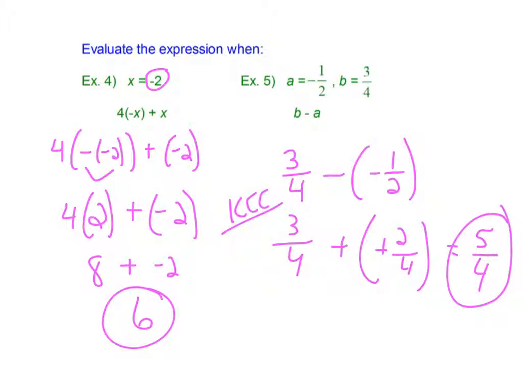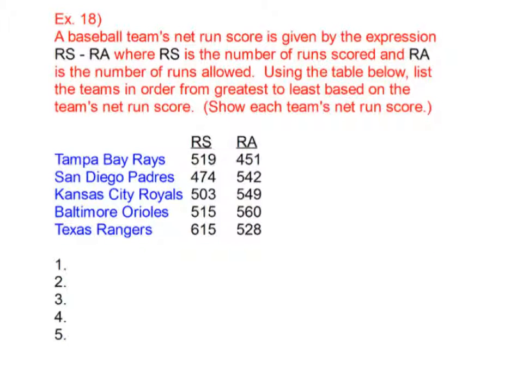So on to the last example, I believe. So here we have a word problem. It says, this is example 18, where our example numbers are way off, but that's okay. A baseball team's net run score is given by the expression RS minus RA, where RS is the number of runs scored and RA is the number of runs allowed. Using the table below, list the teams in order from greatest to least based on the team's net run score.